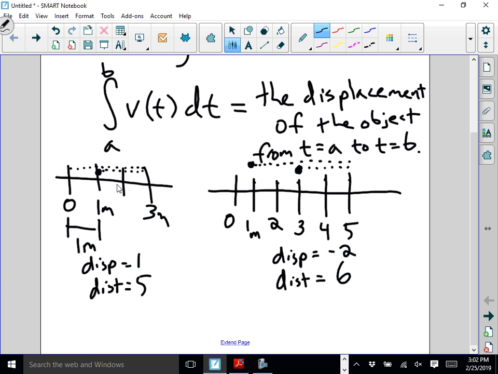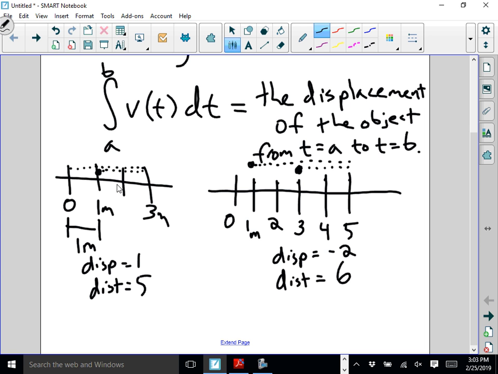Okay, I heard somebody say once, if you are born and you die in the same exact hospital, your total displacement for your whole life was 0. It's kind of an interesting way to think about it. Okay, so just the straight up integral from a to b of v of t dt will always give you the total displacement.